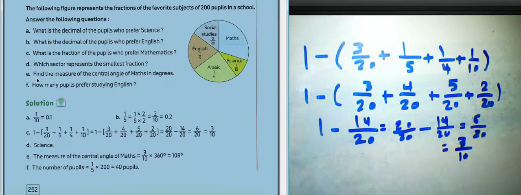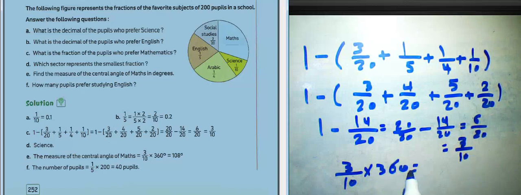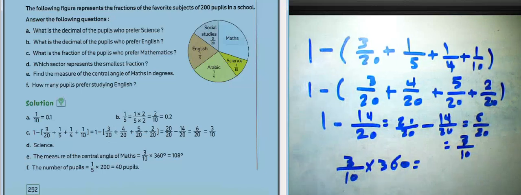Letter E. Find the measure of the central angle of math in degrees. Math is 3 over 10. To find the central angle, multiply by 360. We can cancel 0 by 0 and do 3 times 36. 3 times 6 equals 18, write 8 and carry 1. 3 times 3 equals 9, plus 1 equals 10. The result will be 180 degrees.